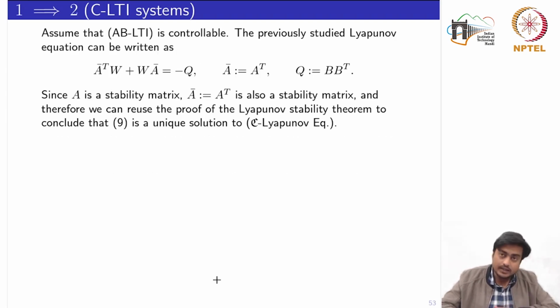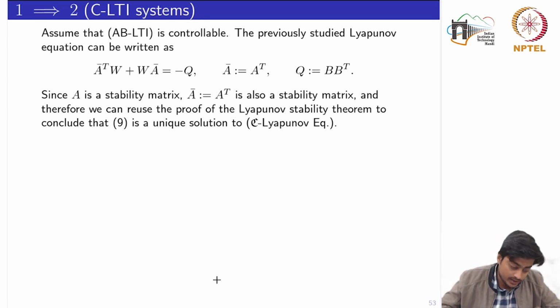Now for the other way implication: that the system is controllable implies that W is a solution of the Lyapunov equation, being unique and positive definite. So we have assumed that the pair (A, B) is controllable. This is the Lyapunov equation we studied while discussing the stability results in terms of Lyapunov. So that equation is basically given by this one.